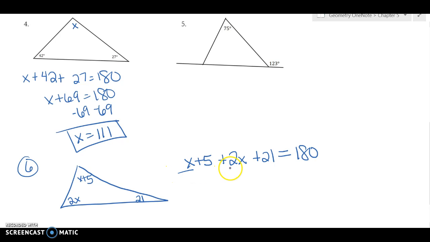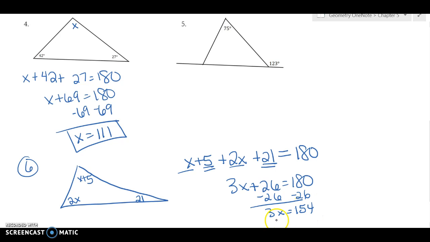And so I'm going to combine my terms, and I get 3x plus 26 is 180. I'm going to minus 26 on both sides. So I get 3x is 154, and I'm going to divide by 3. And it doesn't go in evenly, but that's okay. So it's 51.3. And that's the answer. But again, 3 angles add up to 180. So you need to set all 3 angles, add them up to equal 180.